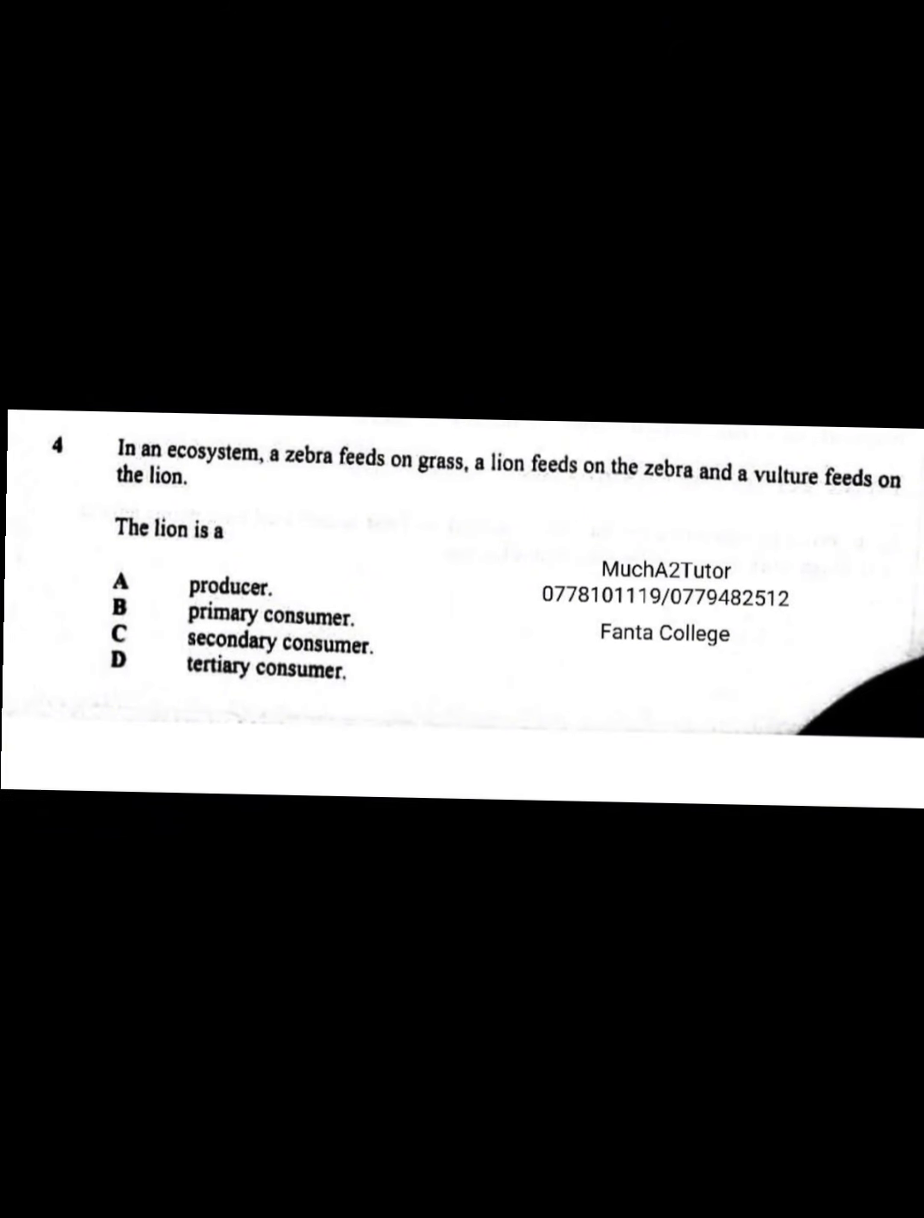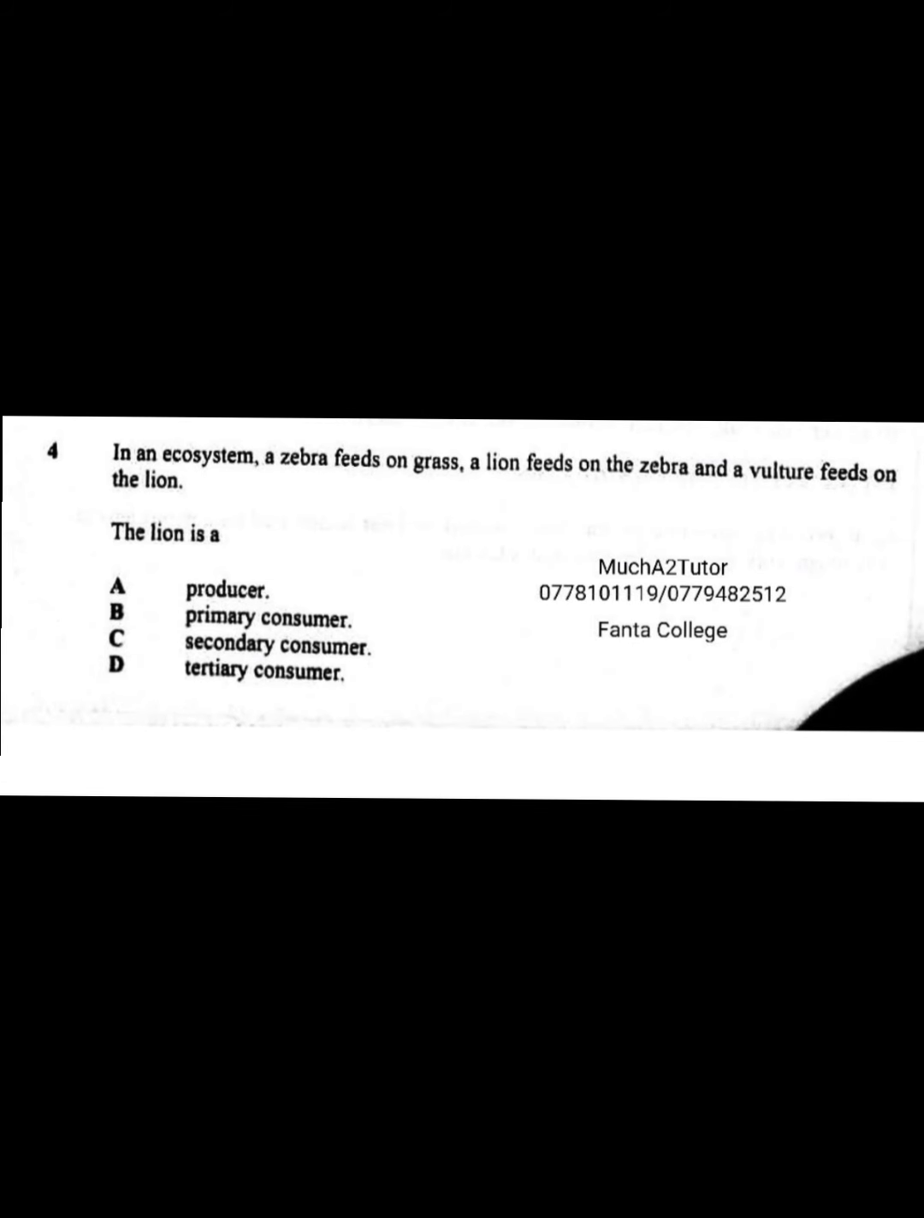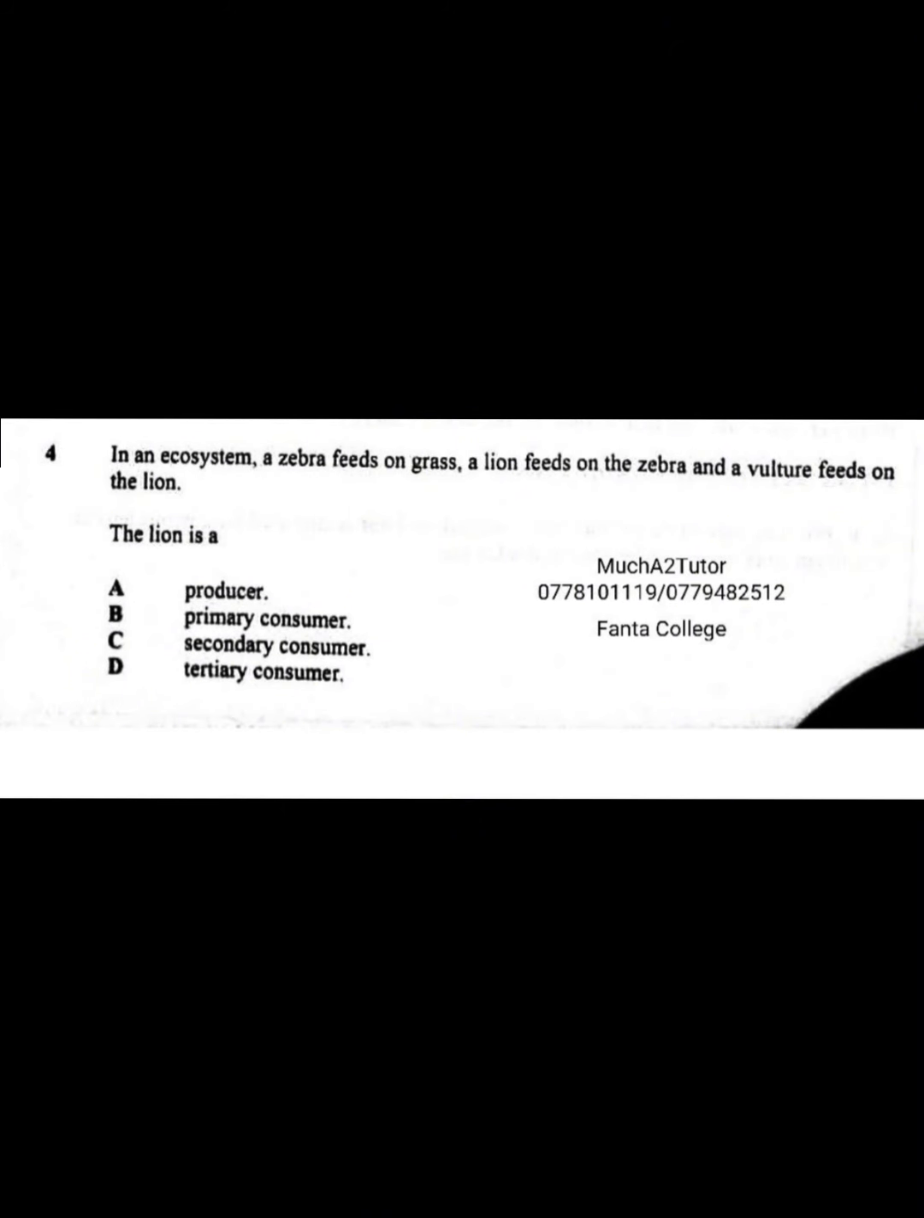So grass is the producer. It is going to be disqualified. Zebra, it is a primary consumer since it is the one that feeds on grass, right? So the correct answer is going to be C, which is the lion. Lion is the secondary consumer and the vulture is the tertiary consumer.